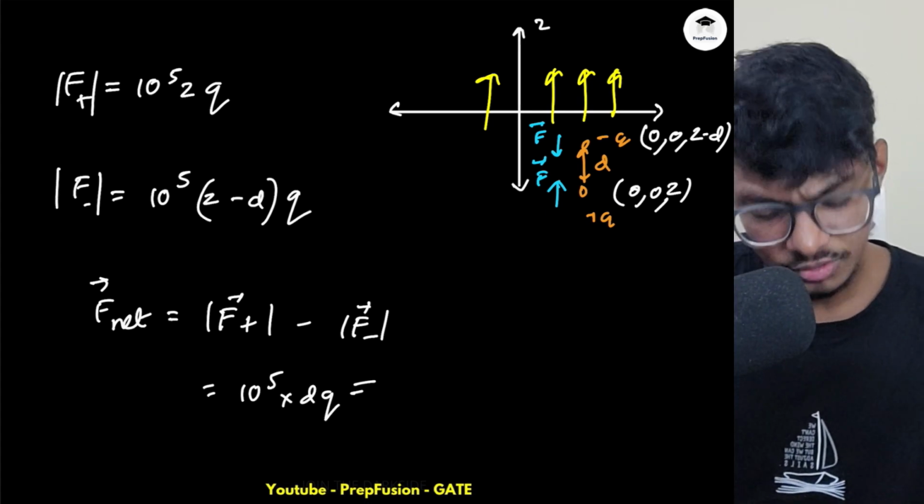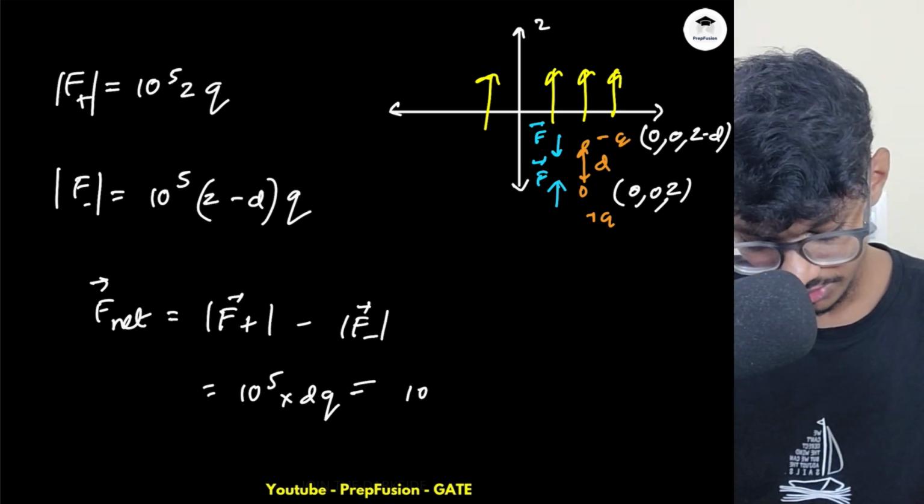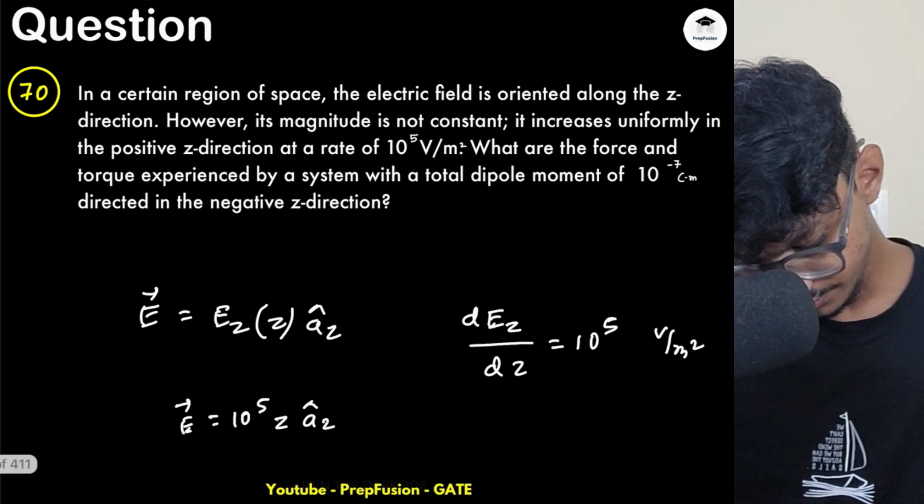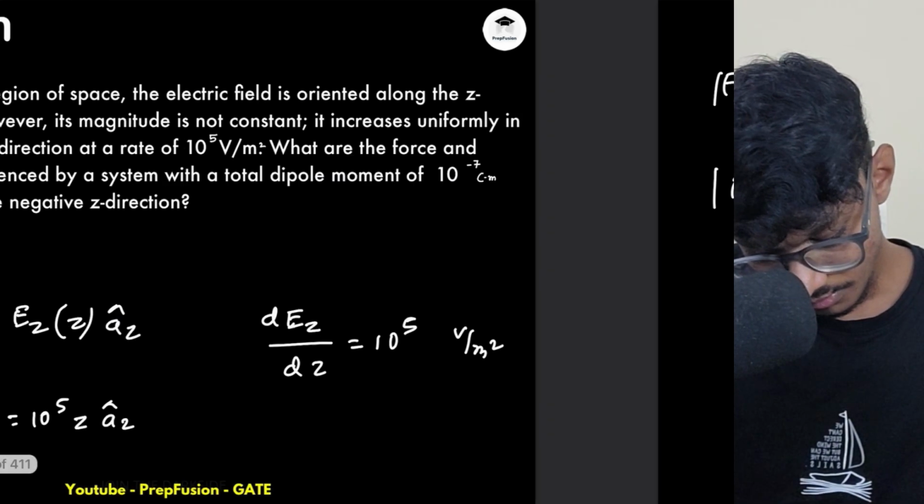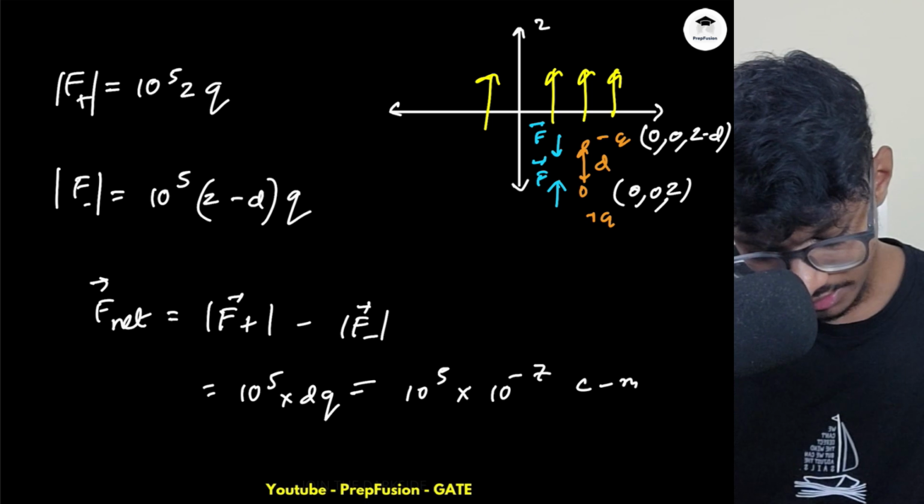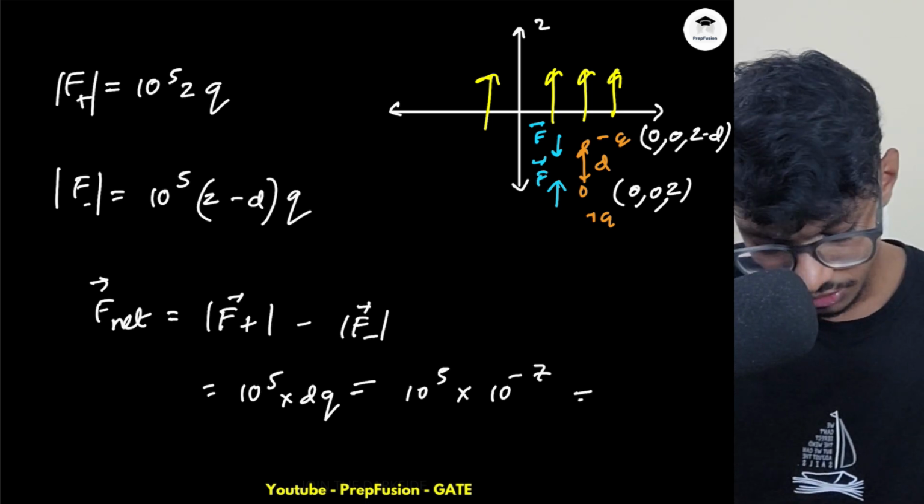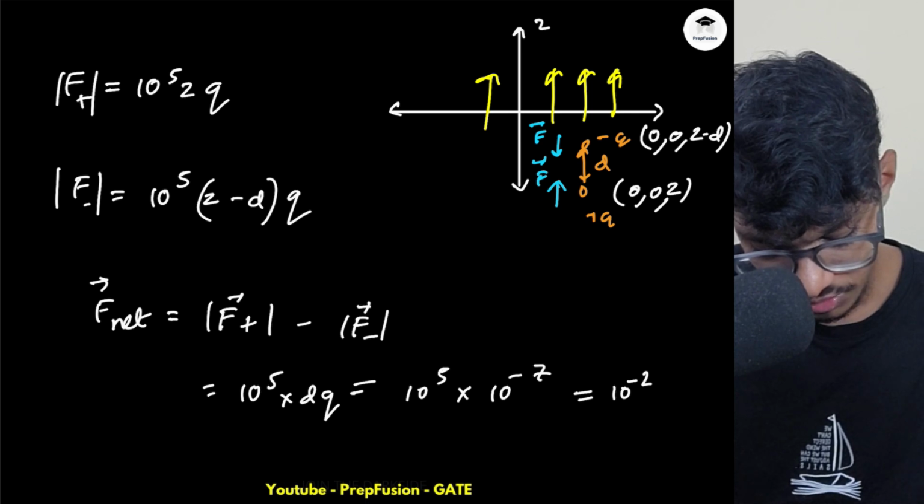Okay. And what is dq actually? dq is actually the magnitude of the dipole moment. So this becomes 10 raised to power 5 into magnitude of the dipole moment, 10 raised to power minus 7 coulomb meter, right? This is coulomb meter and this is volt per meter square. So everything is in SI units. So this will simply come out to be 10 raised to power minus 2 Newton.